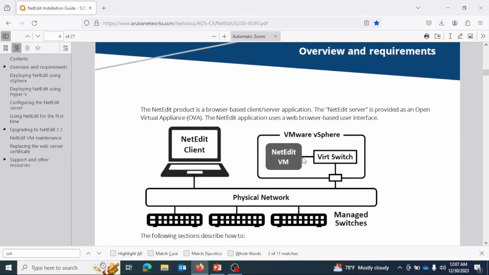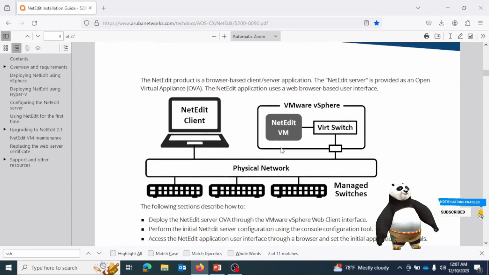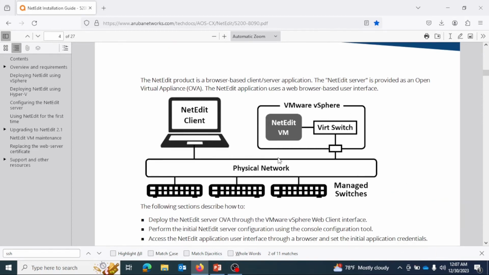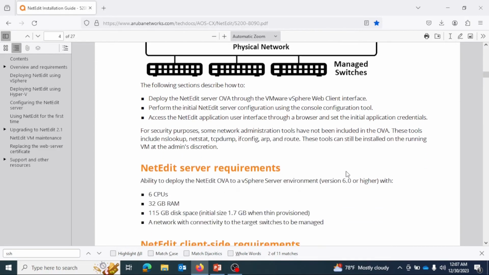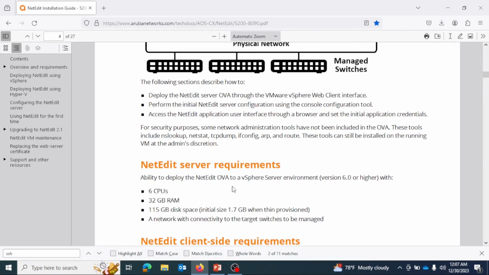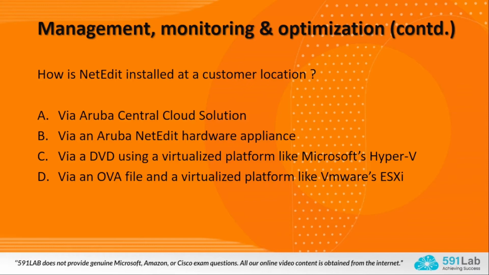So this is the Aruba documentation on NetEdit installation. This product is available as an open virtual appliance. It's an OVA file and it has to be installed on a VM under a VMware vSphere environment. It says to deploy the NetEdit server OVA through the VMware vSphere web client interface. So it's very clear now. It's an OVA file and it has to be in a vSphere server environment. Let's look at the answers.